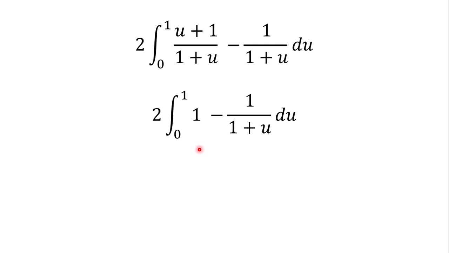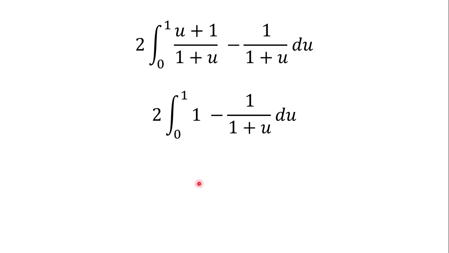Good. So now this one is very simple to integrate as compared to the other one. So here, now let's write the answer for this one. When we integrate 1, what are we going to get? Just u. And then when we integrate this one, what are you going to get? That is the natural log of the absolute value of 1 plus u.